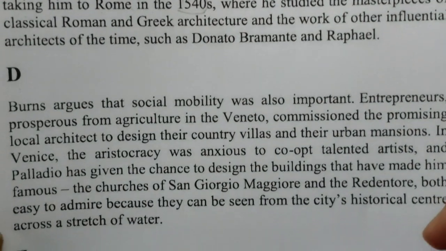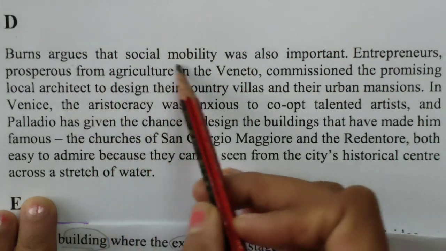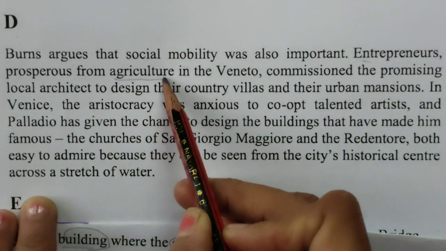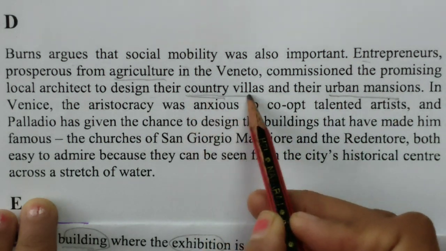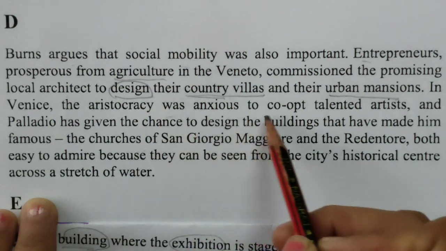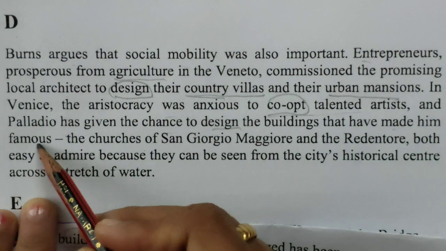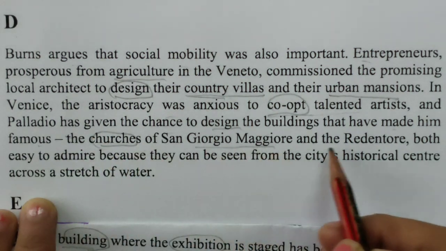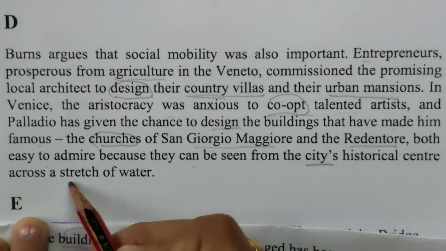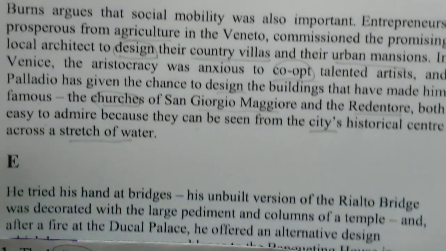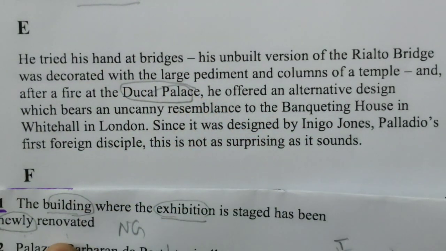So, next paragraph, the D paragraph, you can also do it. So, I will be looking for that word only. Urban mansions, country villas, design also. Palladio designed buildings that have made him famous, the churches of San, and okay, church is also a word there. So, his cities, historical cross, okay, nothing is there. So, next paragraph. So, Ducal Palace I can see here.